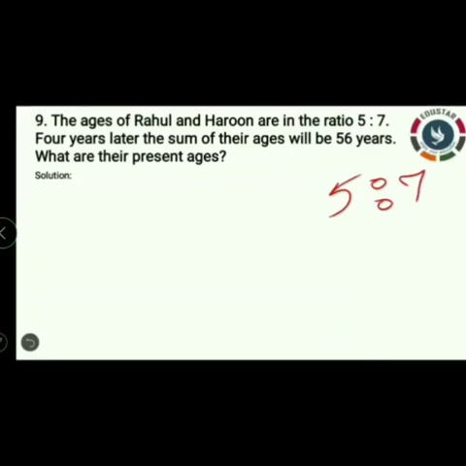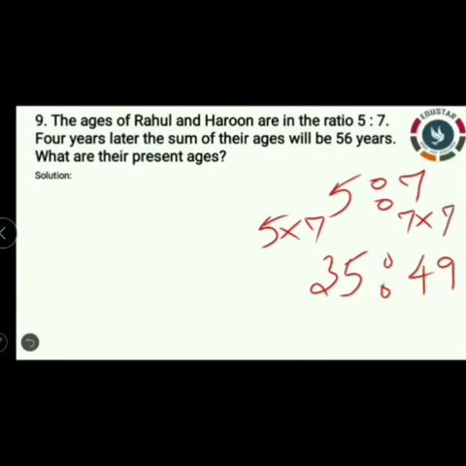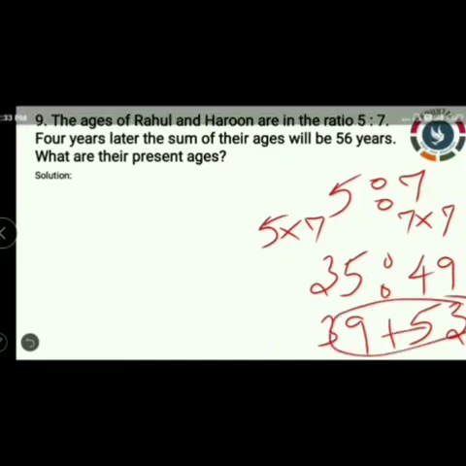We already know the concept of equivalent ratio. For example, Rahul's age is 35 and Harun's age is 49. How did it become 35 and 49? Here I have multiplied both ratio terms by 7. So 5 sevens are 35, 7 sevens are 49. After 4 years, 35 became 39, 49 became 53. If we add their ages, it will be 56.